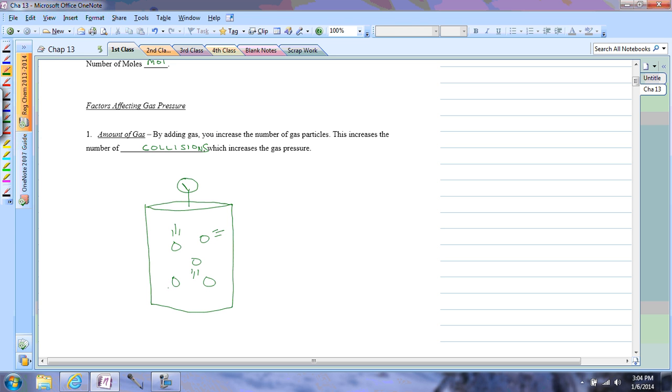And what we're going to do is then, so let's say 5 particles with a pressure of 100 kilopascals. We're going to draw the same container.